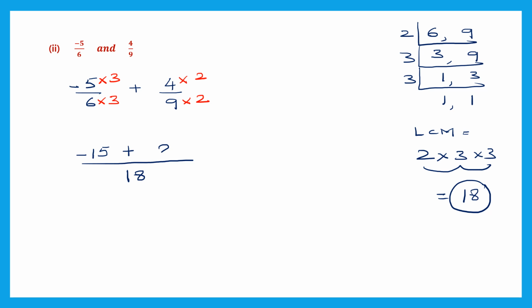4 2s are 8. So now what do we have? Minus 15 plus 8. Signs are different. So let's put the sign of the bigger number and subtract. 15 minus 8 is 7. Minus 7 by 18. So this is our final answer. Minus 7 by 18.